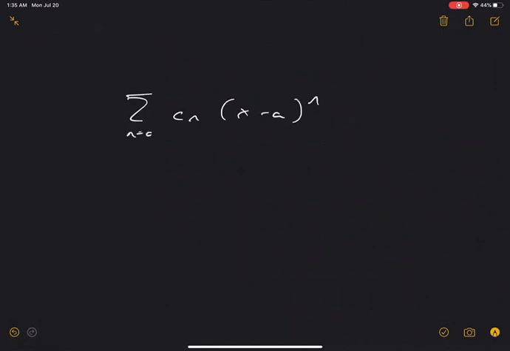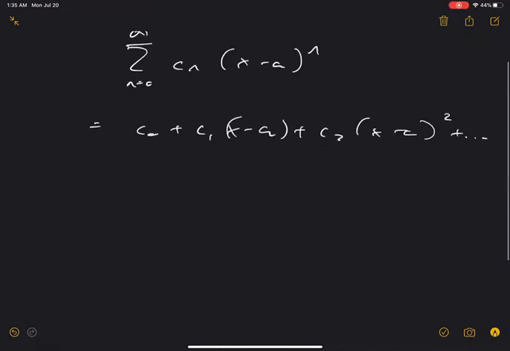So this is my original, okay? And remember what that is. That's the same thing as C0 plus C1 x minus a plus C2 x minus a squared and so on. I differentiate. Okay, what happens to this first term that's just a constant? It just gets knocked out, right? It's 0. Then I have C1. Then I got 2C2 x minus a plus blah, blah, blah.